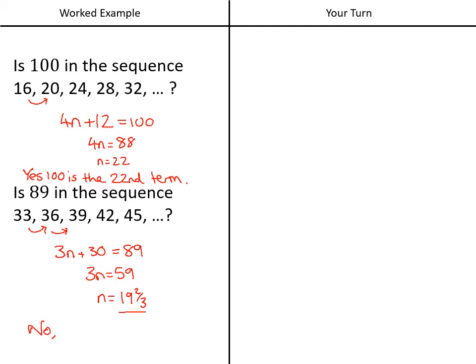In fact, the 19th term is 3 times 19 and then add 30, comes in at 87. And the 20th term would be 3 times 20 is 60, and then add 30 is 90. So 89 is not in the sequence.